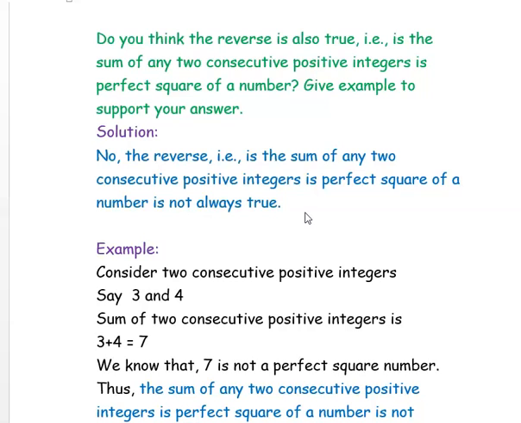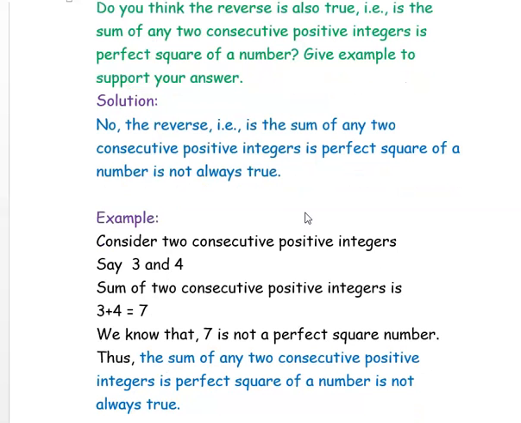So I'll give you an example why it's not always true. So we have proved how it is true for odd numbers. Now I'll give you an example why it's not always true. So they have given two consecutive positive integers. So now I am going to take for an example two consecutive positive integers, say 3 and 4. So these are also two consecutive positive integers. Now our question, sum of two consecutive positive integers.